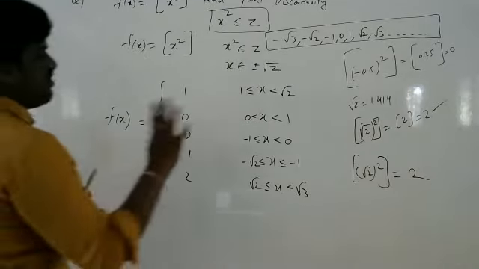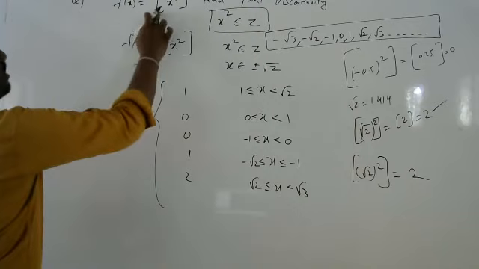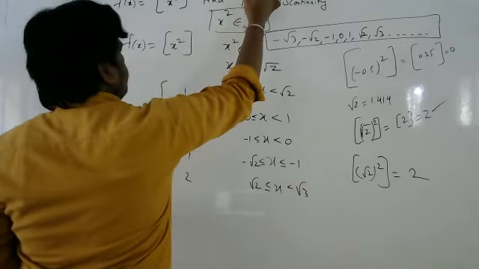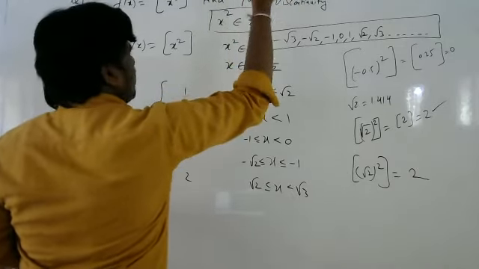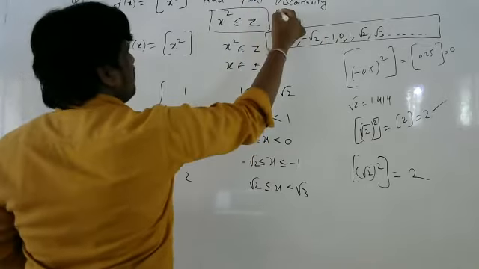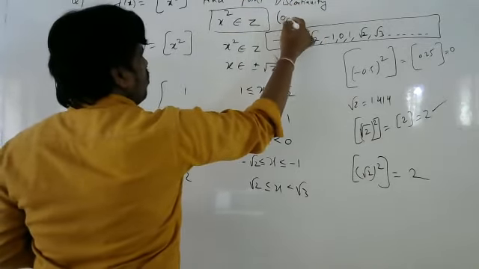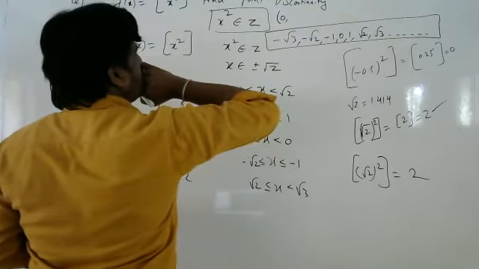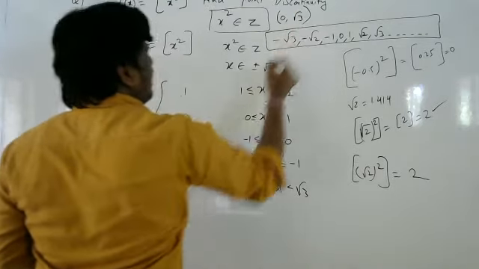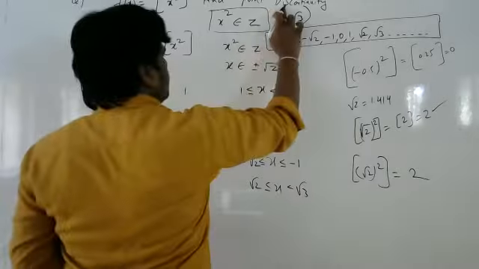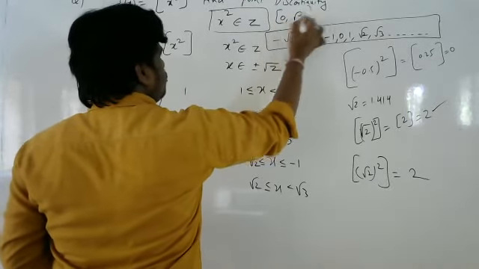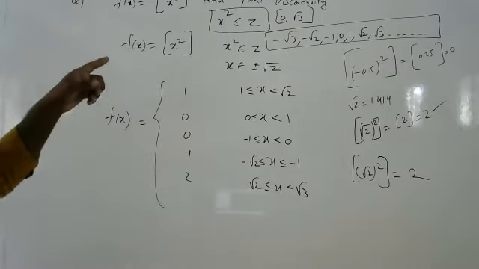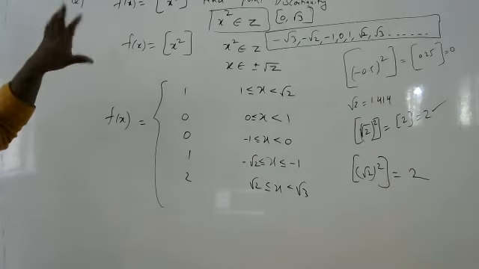If anybody asks you, f of x is equal to greatest integer of x square, find the number of points of discontinuity in the interval 0 to root 3, if the interval is closed, tell me how many points of discontinuity there are. If anybody asks you to find the number of points of discontinuity in the interval 0 to root 3.